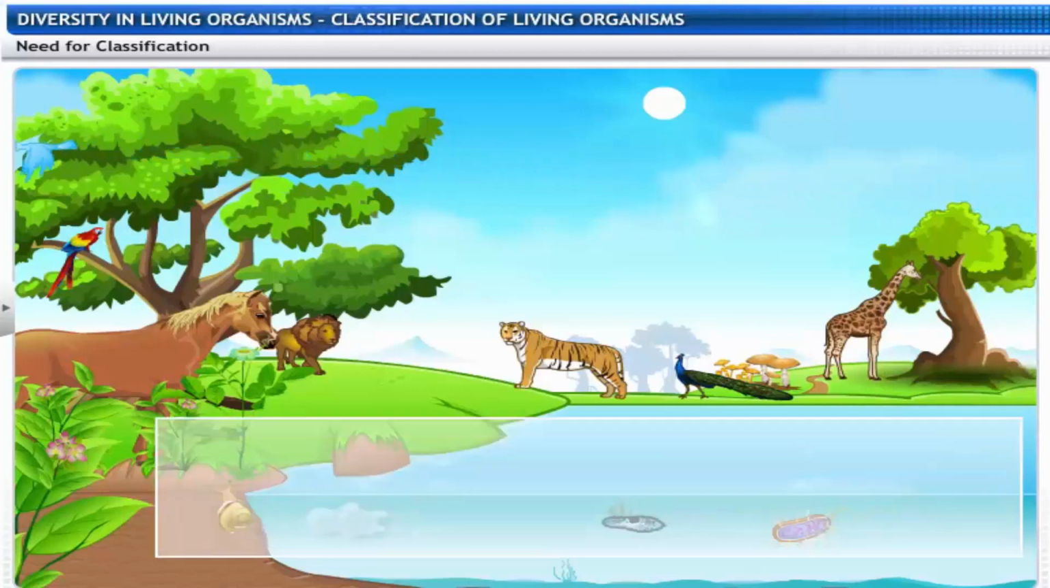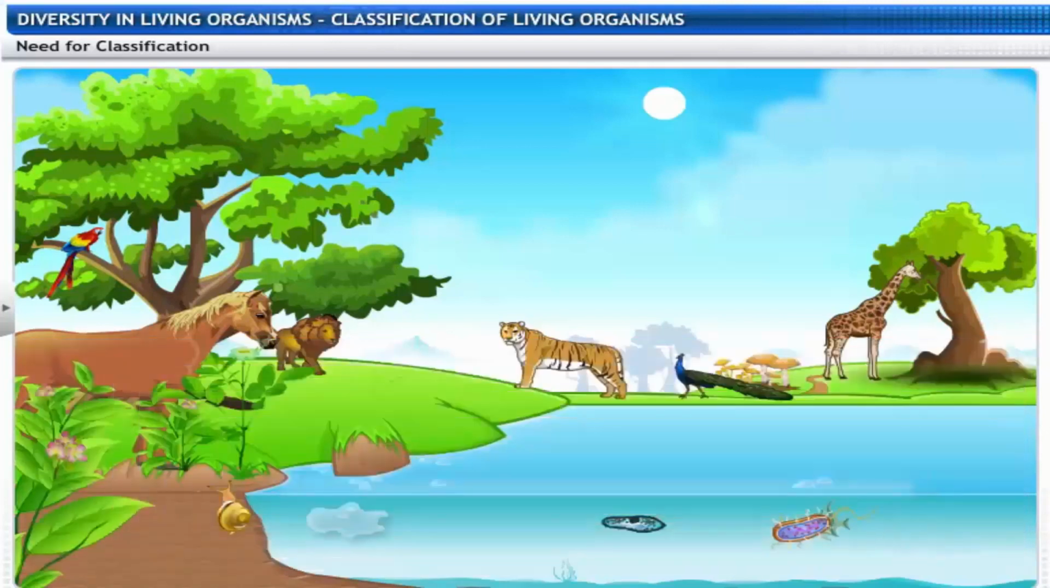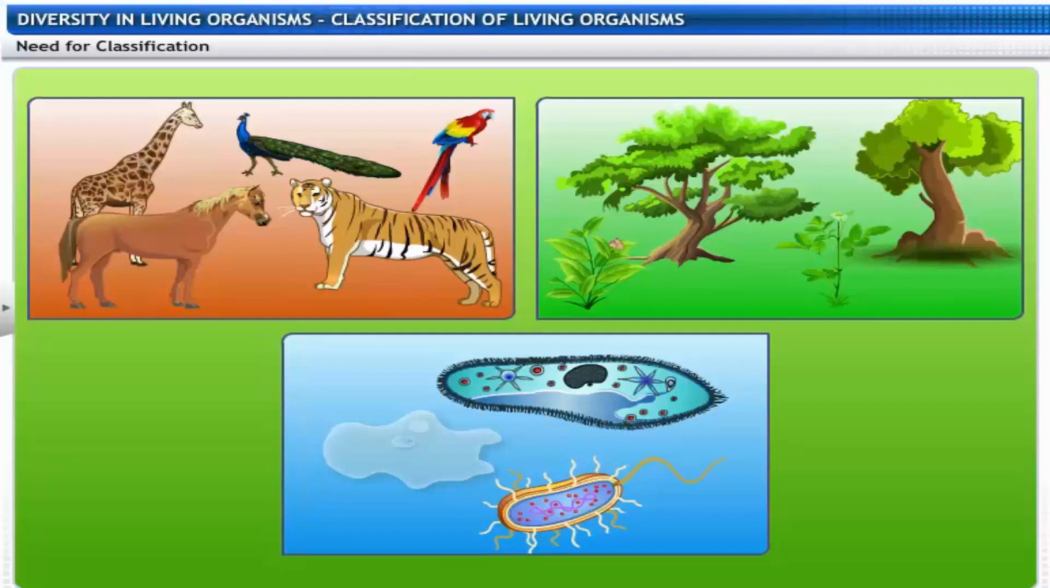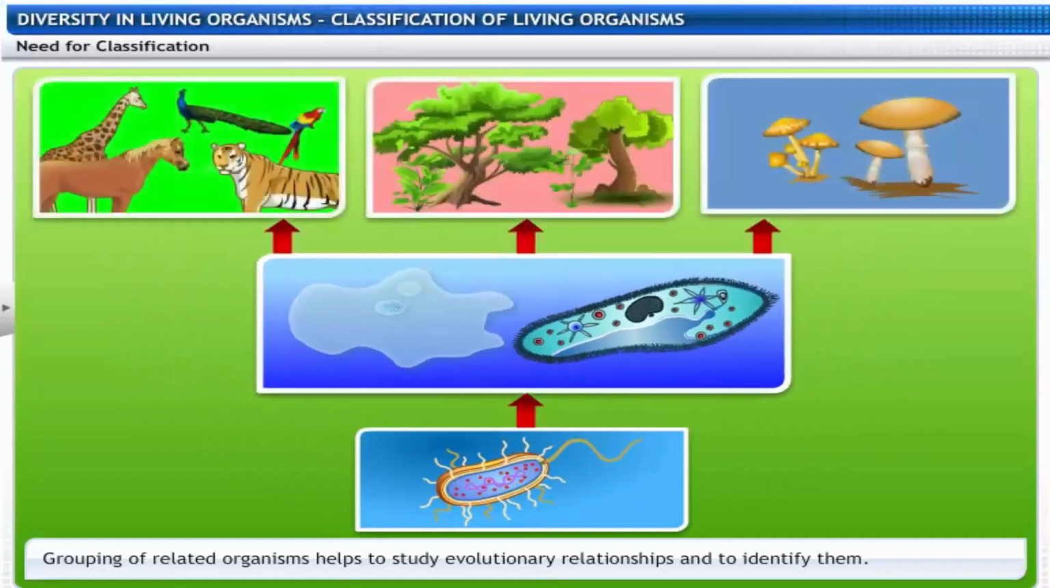Organisms differ in form, structure, and mode of living. So, they need to be grouped according to their similarities. The grouping of related organisms helps to study evolutionary relationships and to identify them.